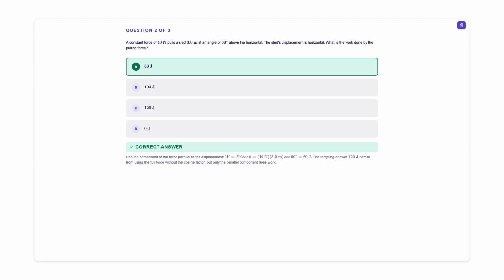Use the component of the force parallel to the displacement. W = FD cos θ = (40 N)(3.0 m) cos 60° = 60 J. The tempting answer 120 J comes from using the full force without the cosine factor, but only the parallel component does work.